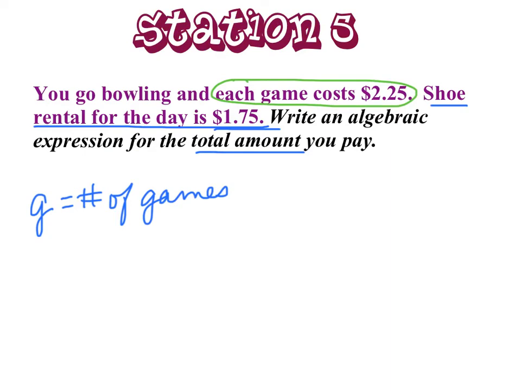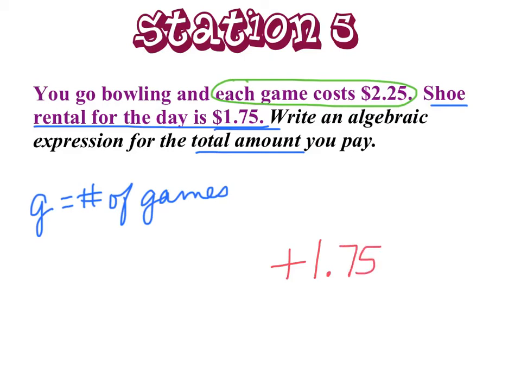Station 5, you go bowling and each game costs $2.25. So again, they're going to charge you $2.25 for each game. In addition, shoe rental for the day is $1.75. So you don't pay $1.75 for each game, just $1.75 to rent the shoes. So to rent the shoes, it's $1.75.